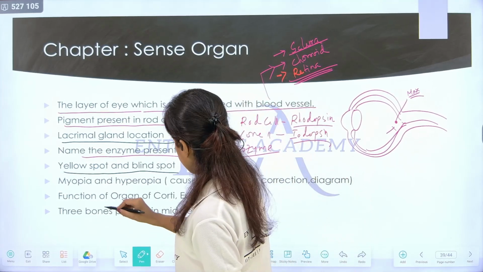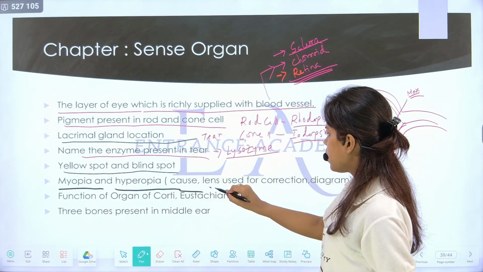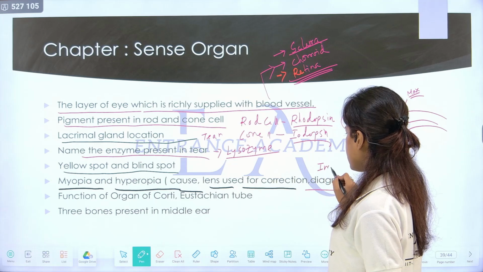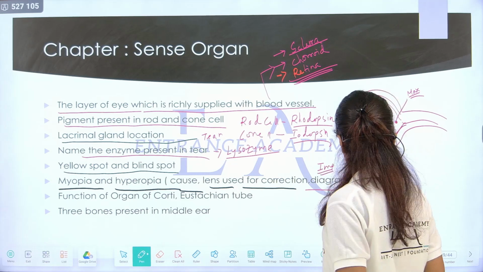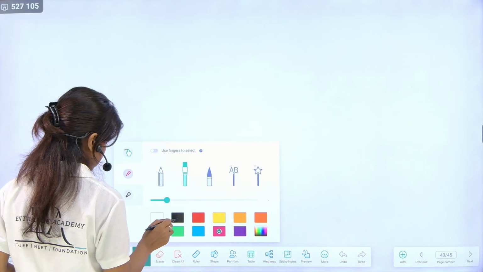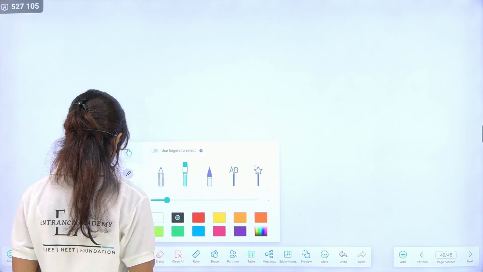Next, myopia and hyperopia, cause, lens used for correction, and diagram. This question is very, very important. Let me draw the diagram first.